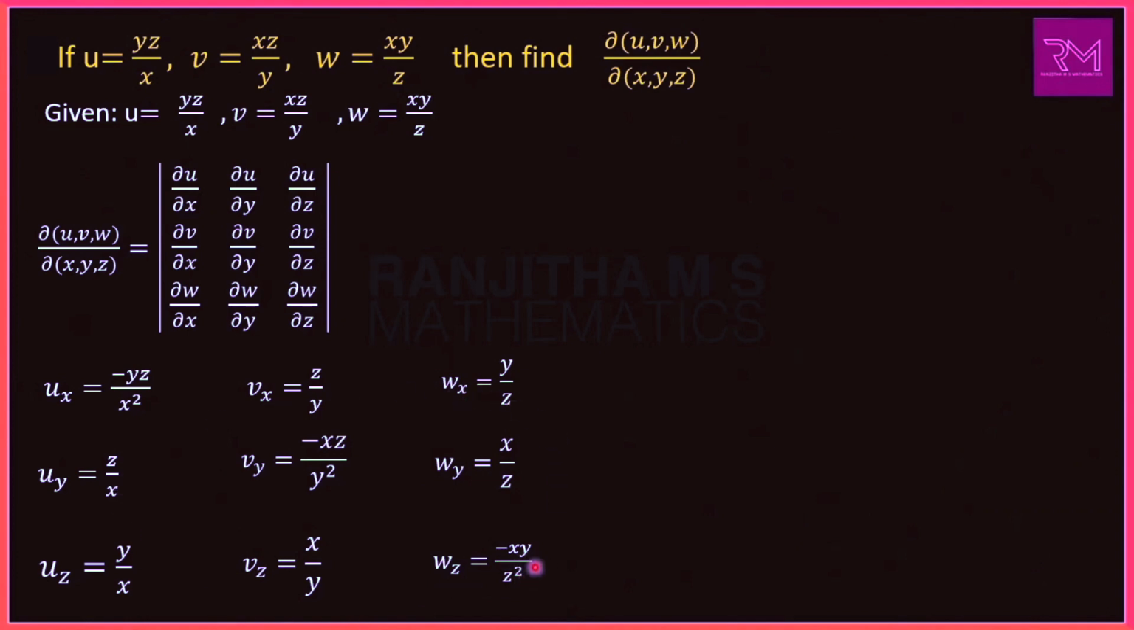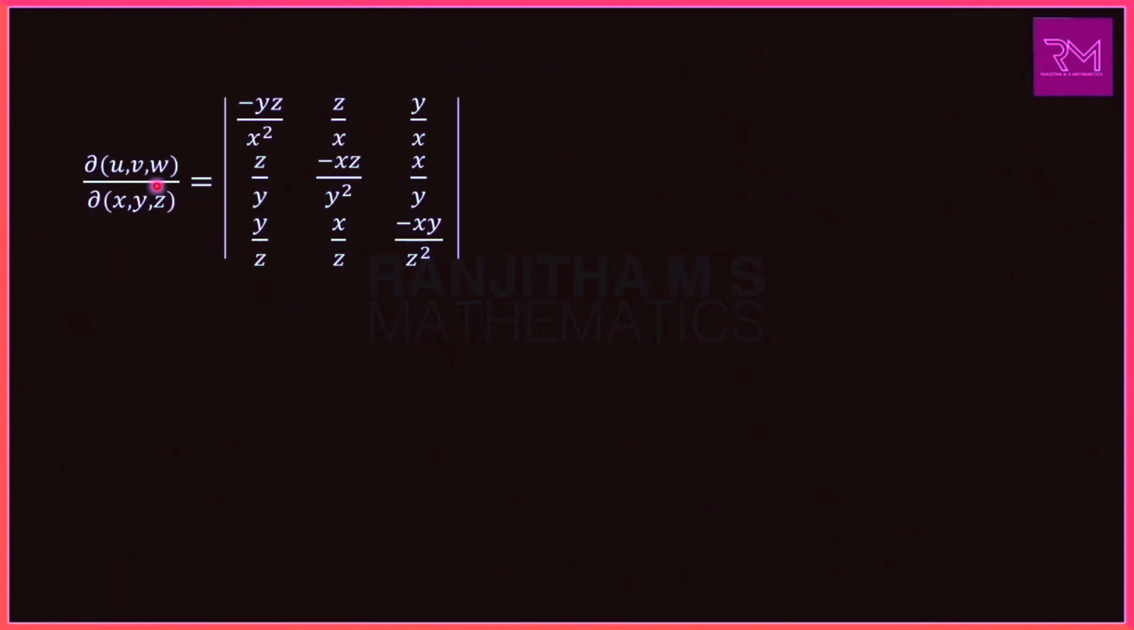Next step, after finding all these values, we have to substitute in the formula of the Jacobian and simplify the determinant. We get thus ∂(u,v,w)/∂(x,y,z) is equal to the determinant of minus yz by x square, z by x, y by x, z by y, minus xz by y square, x by y, y by z, x by z, minus xy by z square.